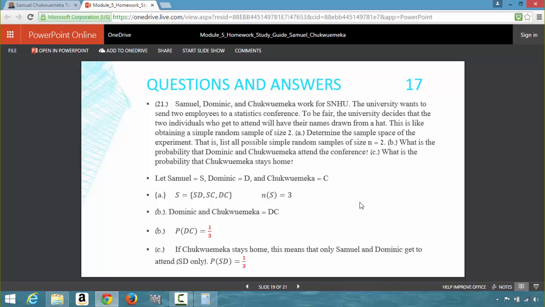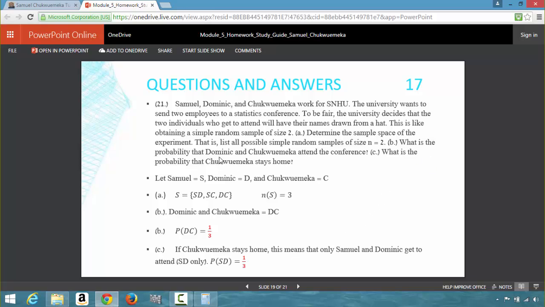All right, so the sample space, samples of size n equal to 2, because 2 people get to go. It could be Samuel and Dominic, SD, or Samuel and Chukwu Emeka, SC, or Dominic and Chukwu Emeka, DC. So the sample space will be SD, SC, and DC. The cardinality of the sample space is 3.